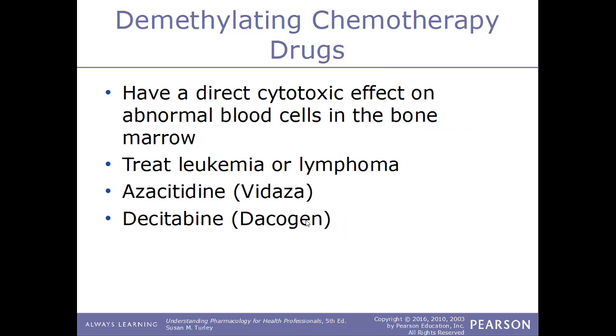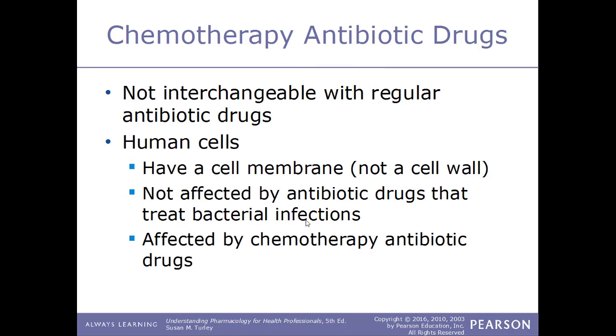And these have a direct cytotoxic effect on abnormal blood cells in the bone marrow also. So these are used to treat leukemia and lymphomas. And some examples of demethylating chemodrugs would include azacitidine, known by its trade name Vidaza, and decitabine, also known by its trade name Dacogen. Another kind of chemotherapy drugs are the chemotherapy antibiotic drugs.